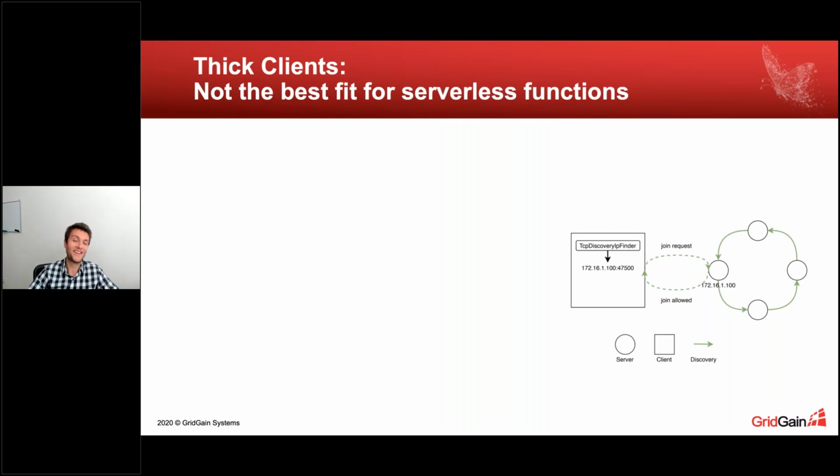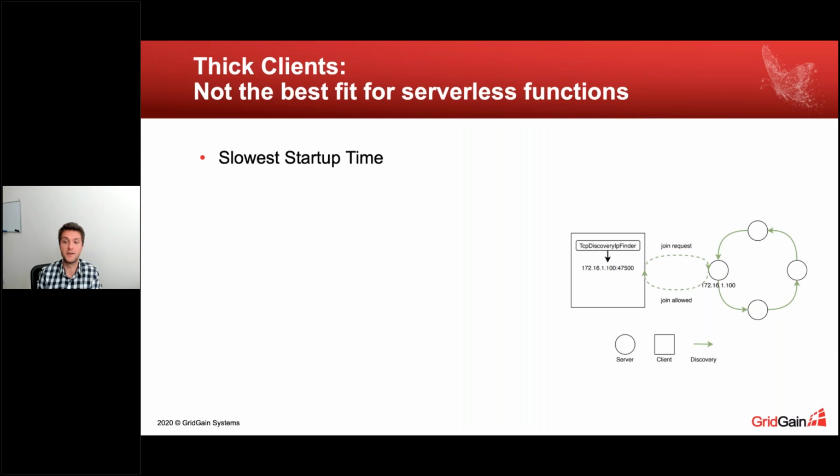But as the title of this slide suggests, personally, I don't think that thick clients are the best choice for serverless functions. And let me explain why. If you compare thick clients to, let's say, thin clients or the JDBC or ODBC drivers of Ignite, the startup time of your thick client, or the connection time of your thick client from the serverless side to the Ignite cluster, will be the slowest. Why is that?